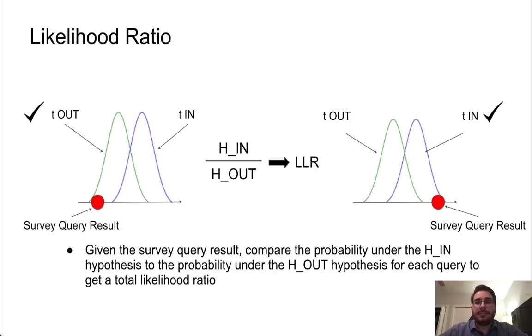These likelihood ratios are then multiplied together across all queries to get a final likelihood ratio that tells the adversary the likelihood of the target being in the survey or out of the survey. This can then be compared against a threshold to give you a final answer.